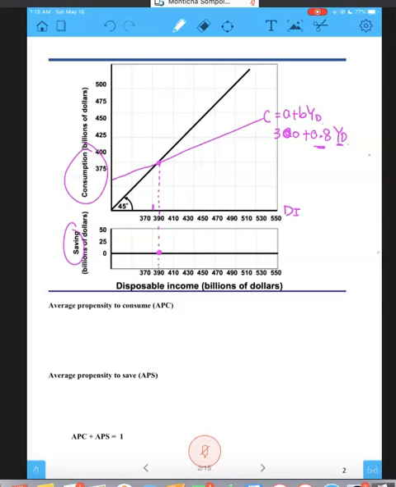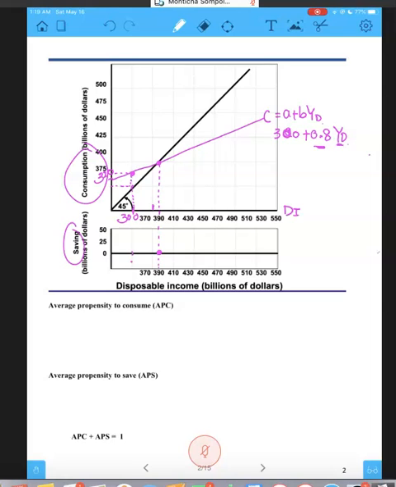But right here, when the consumption is larger than the income, for example, if this is 300, and let's say 320, but you make an income of, let's say, 300. So at the income of 300, you should consume only 300, but you need more. You actually consume 320. So that would be the dissaving right here.